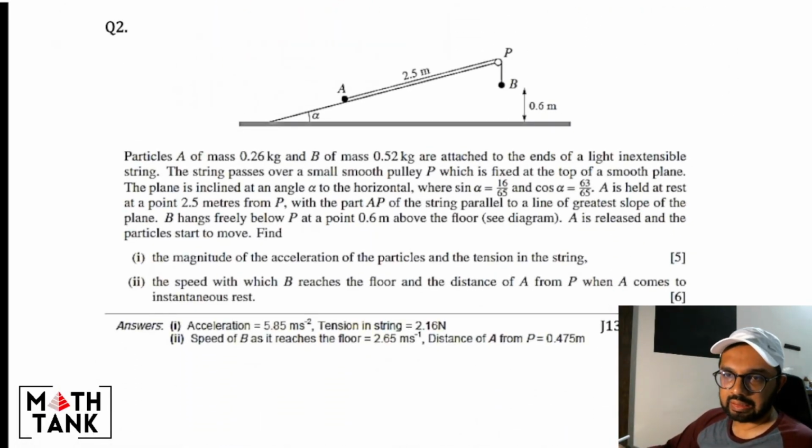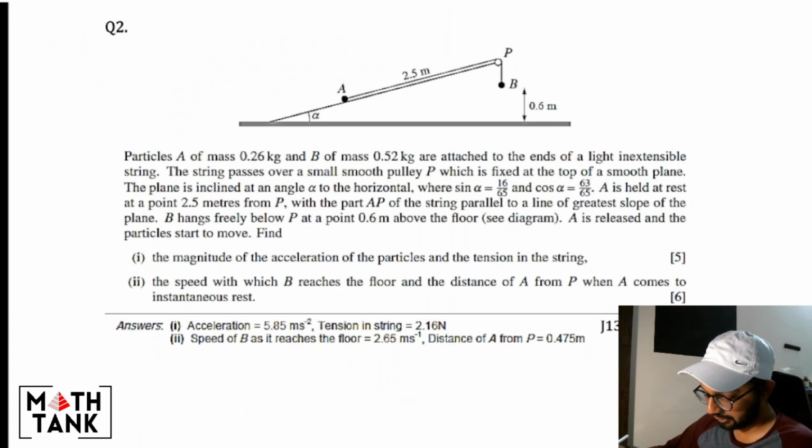Okay, so this next question is about an inclined plane. It says particles A of mass 0.2 kg and B of mass 0.52 kg are attached to the ends of a light inextensible string. The string passes over a smooth fixed pulley, which is fixed at the top of a smooth plane. The plane is inclined at an angle alpha to the horizontal, where sine alpha equals 16/65 and cos alpha is this.